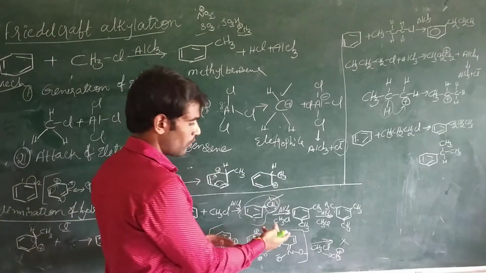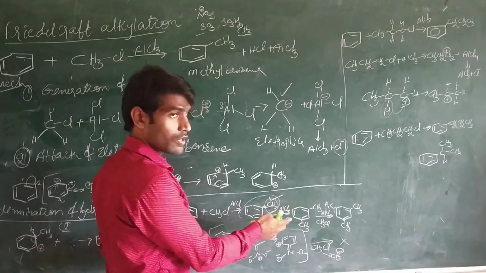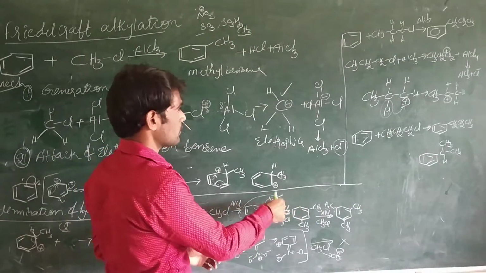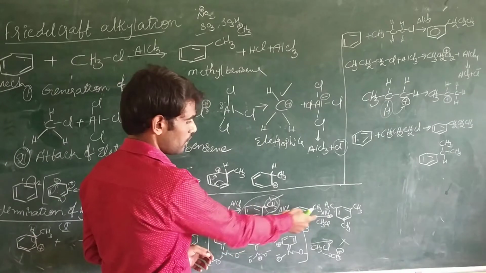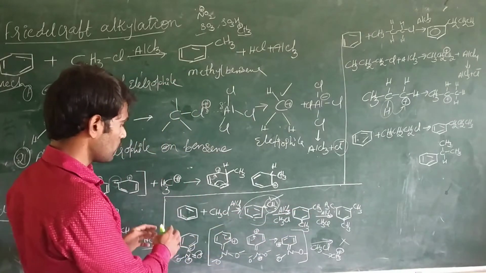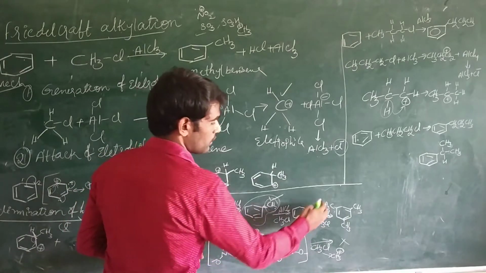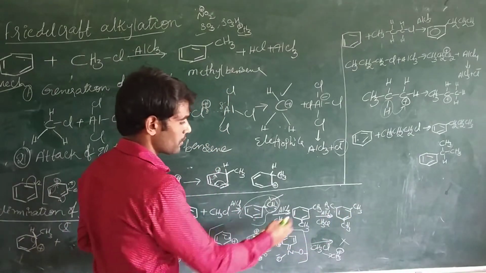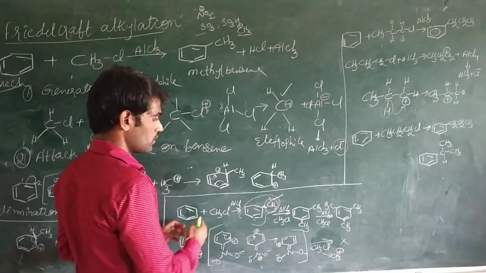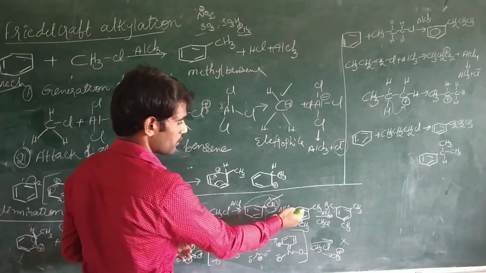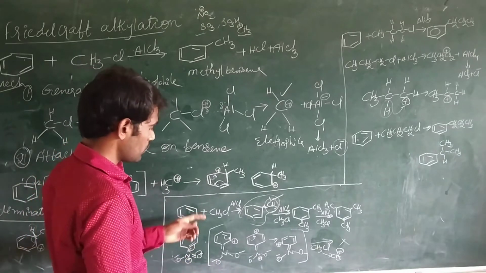At that time, whatever CH3 plus is formed during the dissociation reacts at para and ortho positions. So that's why this reaction further proceeds, and polymethyl groups are attached on the benzene. So a number of methyl groups may attach to the benzene. So that is one limitation.